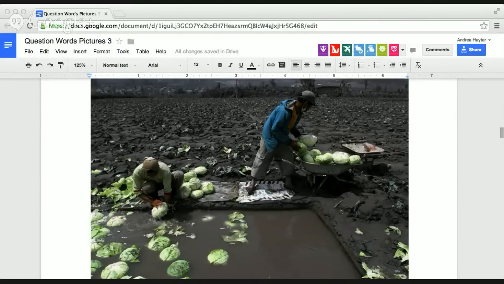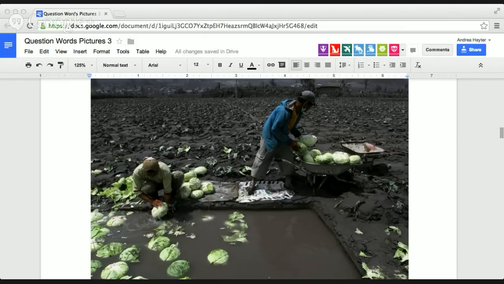So ash is the black stuff that comes out of a volcano. Covered from ash from Mount Sinabung with water. So they're cleaning them with water. During a harvest is when you have a farm and you have fruits or vegetables and you are collecting them. You're taking them out of the ground and you're putting them in wheelbarrows, getting them ready to sell or to eat.